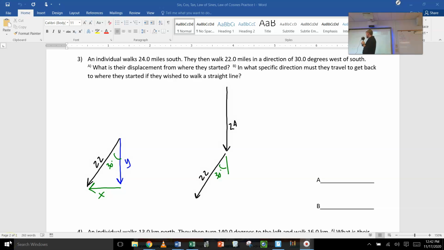So if I take 22 times the sine of 30, you end up with 11. Fun fact, in a 30, 60, 90 triangle, the shorter leg is always half of the hypotenuse. And then I'm going to use the cosine. I'll take 22 times the cosine of 30, and that turns out to be 19.1.